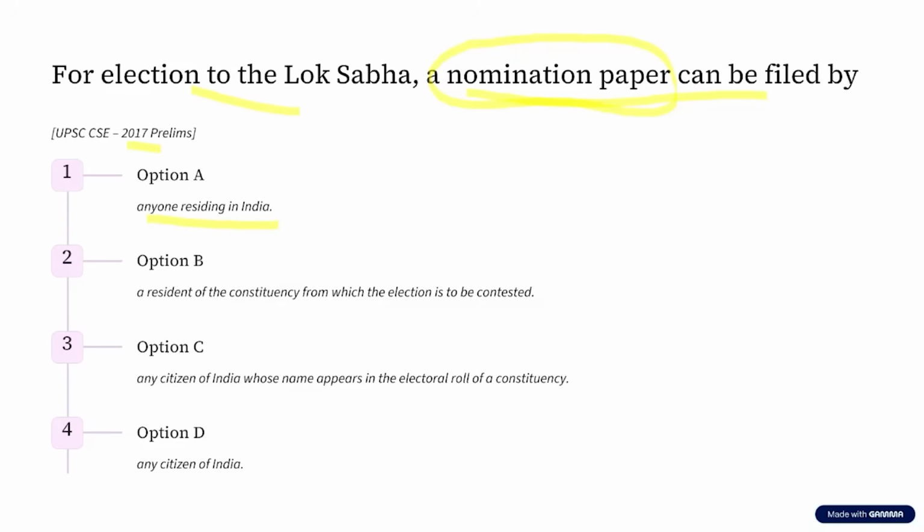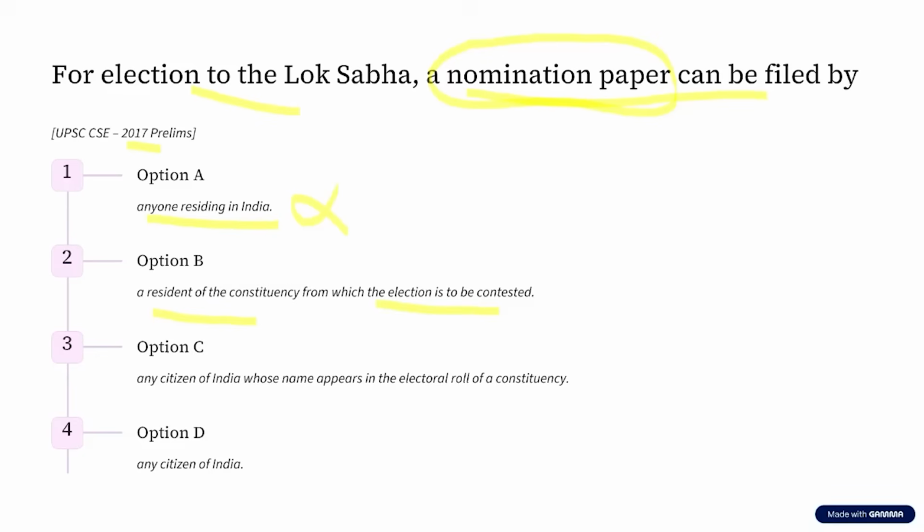Can this person file the nomination paper for Lok Sabha election? The answer is no, he cannot file. Next, option B, a resident of the constituency from which the election is to be contested. Let us assume there is a constituency called Bangalore South. Let us assume a person who wants to become a member of parliament from Bangalore South. Should this person also be from Bangalore South? No, that person need not be from Bangalore South.